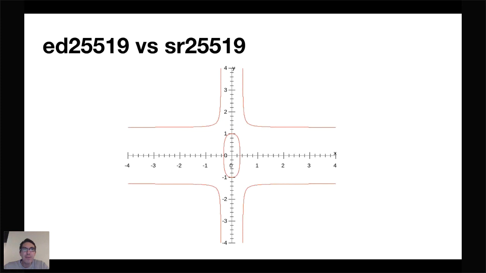The ED25519 versus SR25519 are just slightly different curves that have different benefits and drawbacks to using. So they're different equations, which means that different curves will be formed, which means that depending on the type of curve, you can have things that are easier or harder to do in cryptography.